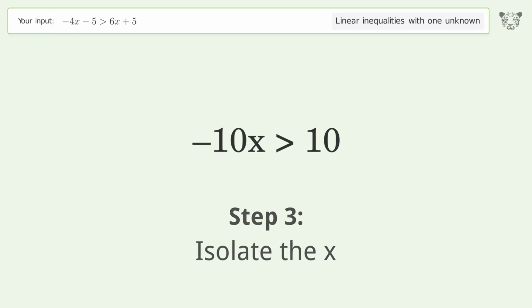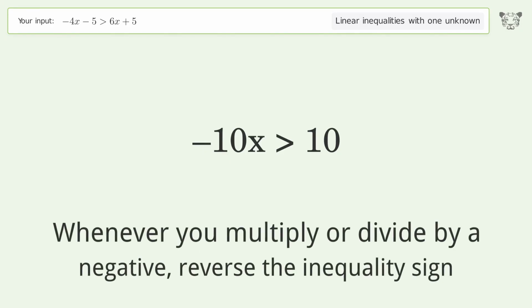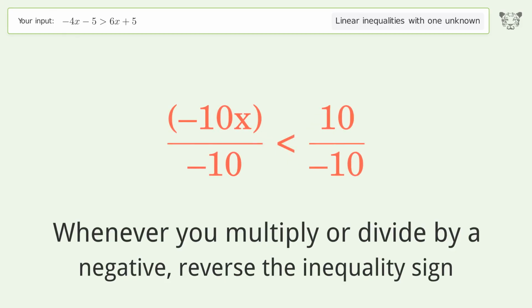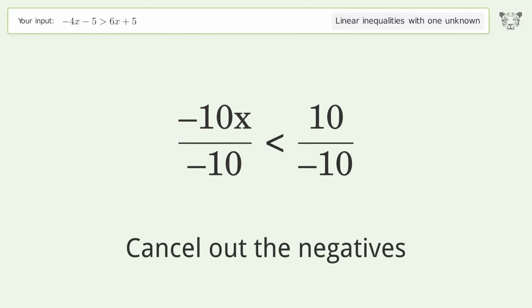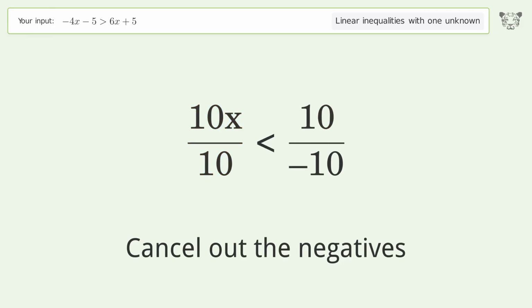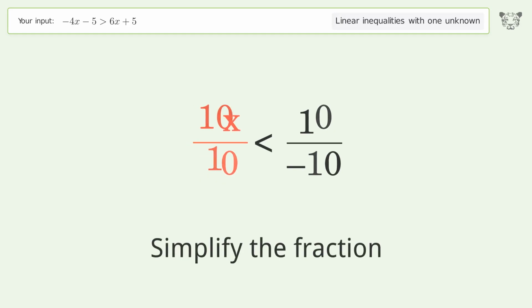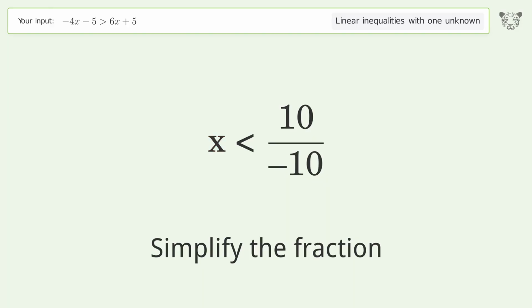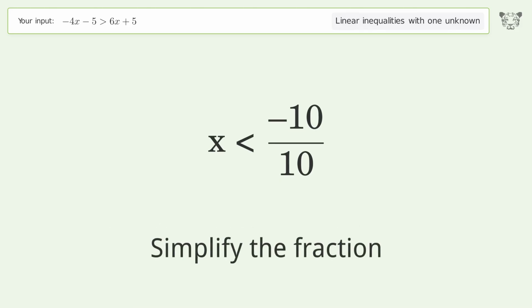Isolate the x. Divide both sides by -10. Whenever you multiply or divide by a negative, reverse the inequality sign. Cancel out the negatives. Simplify the fraction. Move the negative sign from the denominator to the numerator. Simplify the fraction.